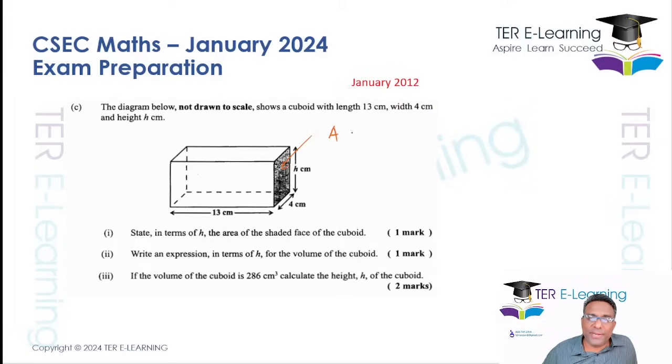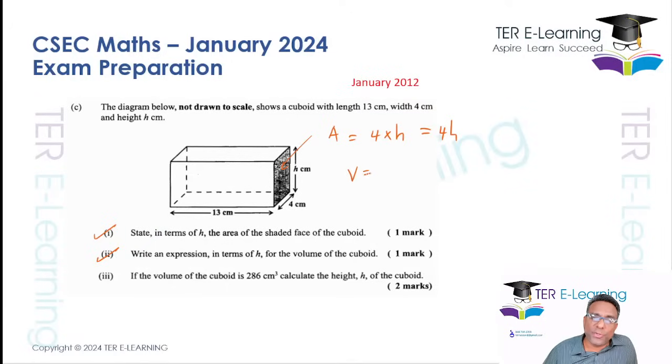So that area there is simply going to be 4 multiplied by h. So this is 4h. That's the area of the shaded face. That's the answer for part 1. Write an expression in terms of h for the volume of the cuboid.